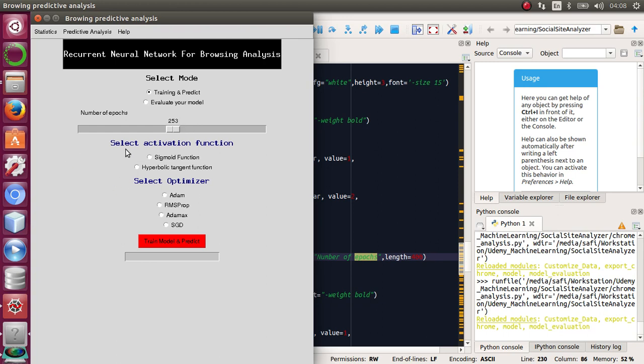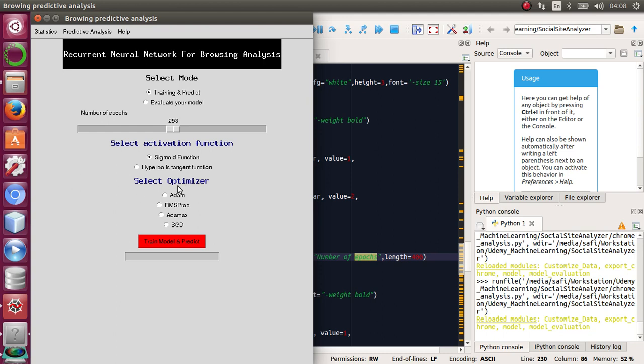Yeah, now you select the activation function. I'm going to select the sigmoid function, which is 1 divided by 1 plus e to the power minus z, where z is a vector, I mean the set of input values multiplied with weights.